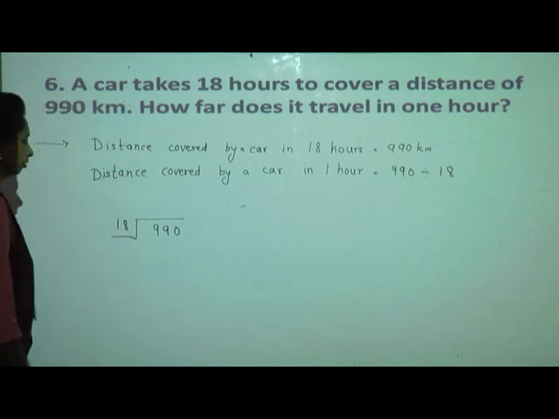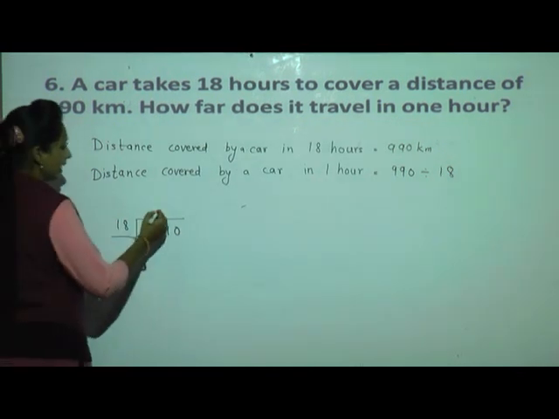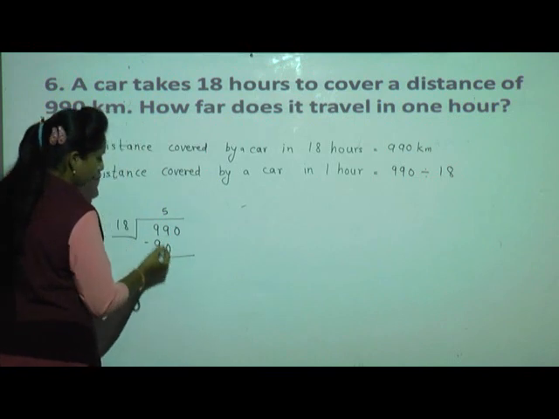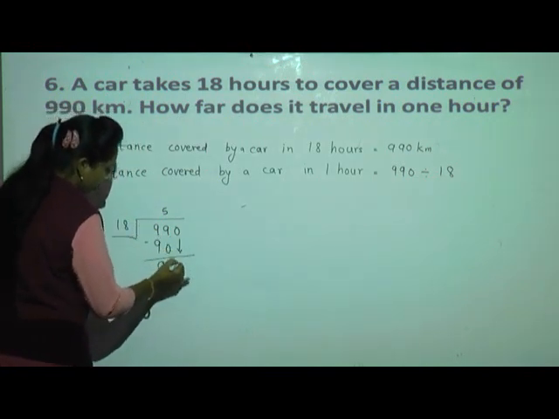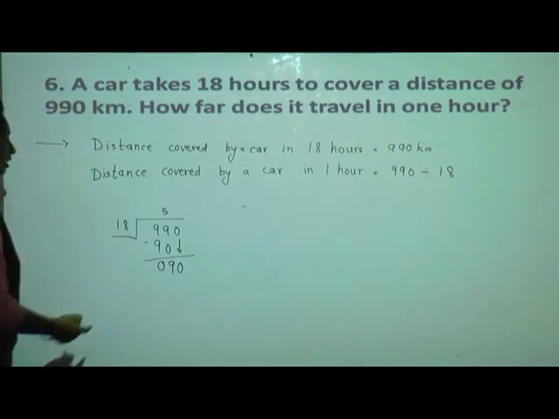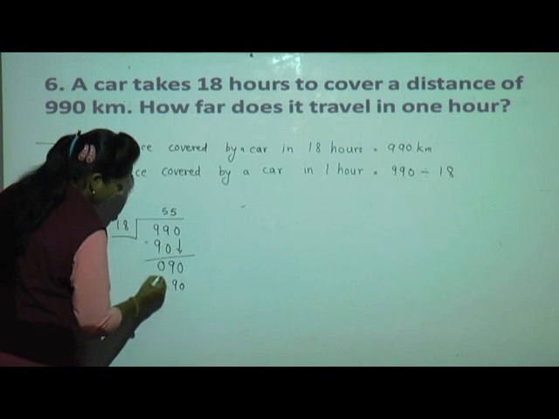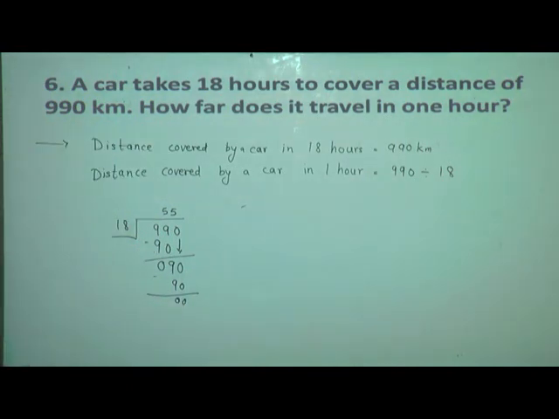Now 18. Now see, you should know the 18 table, isn't it? We have learned till 20. So 18 5s are 90. Now 9 minus 0 is 9. 9 minus 9 is 0. Bring down 0, again 90. So again 18 5s are 90. 0 0. See what is the answer? What is the quotient? 55.